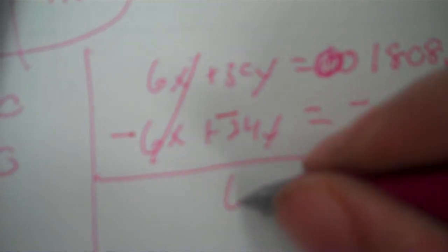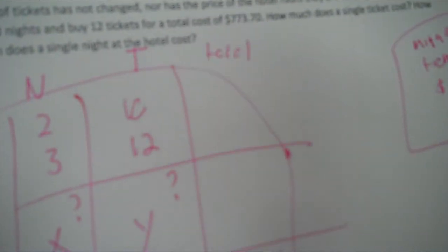I will be making all these negatives, and that's 6Y. 1808.40 plus negative 1547.40 gives me 261. Divide by 6. $43.50. So that was for the tickets.